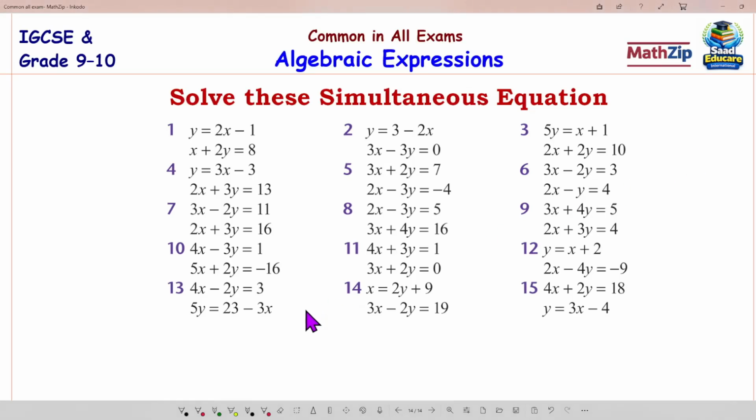We are going to solve the following simultaneous equations step by step. In this video, I am trying to solve at least 2 maths problems. Let's get started.